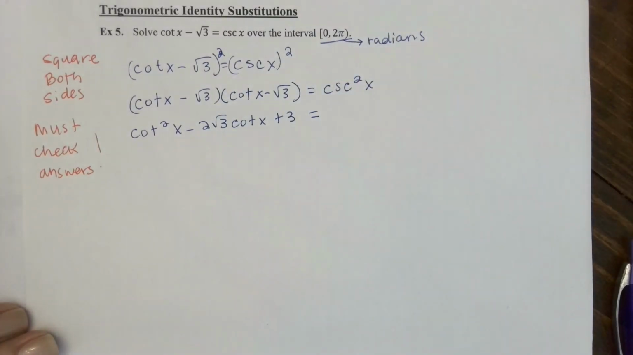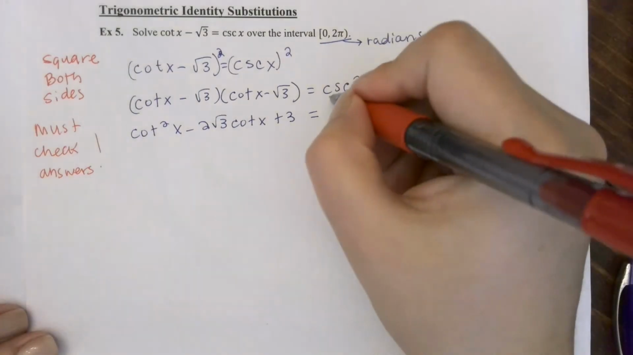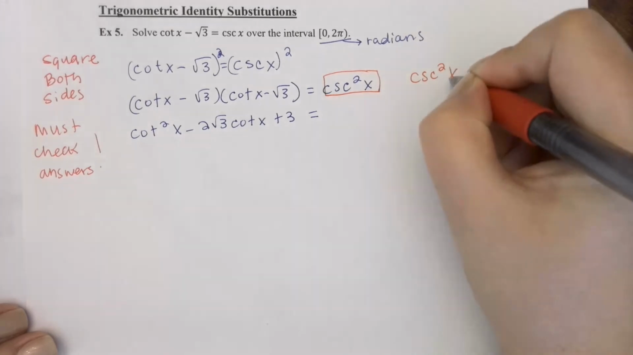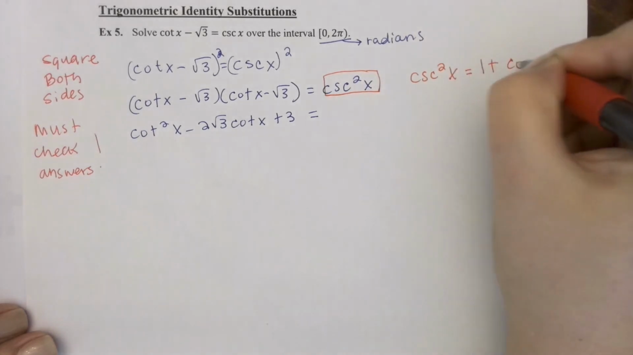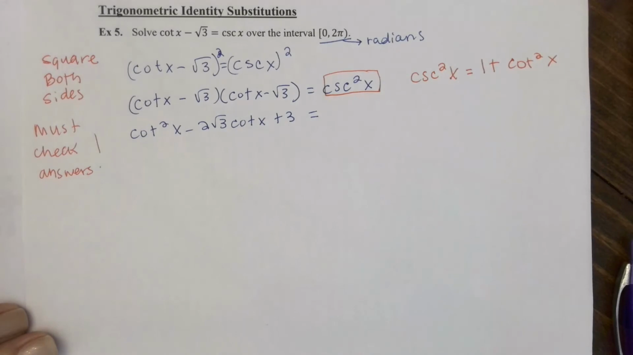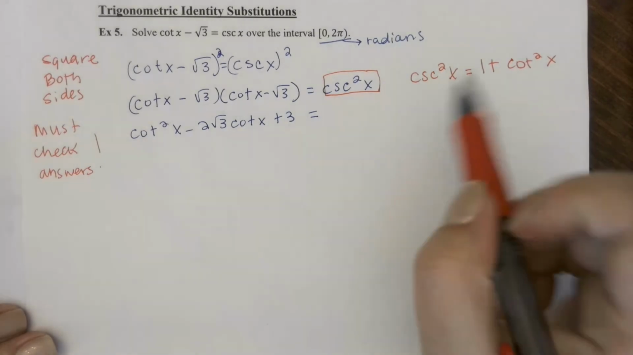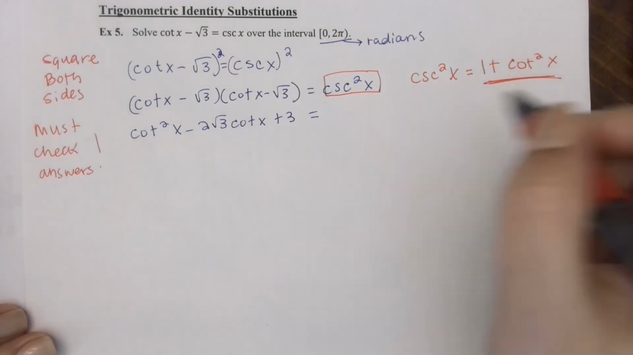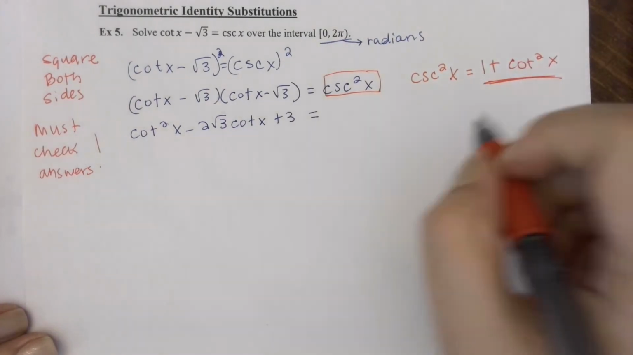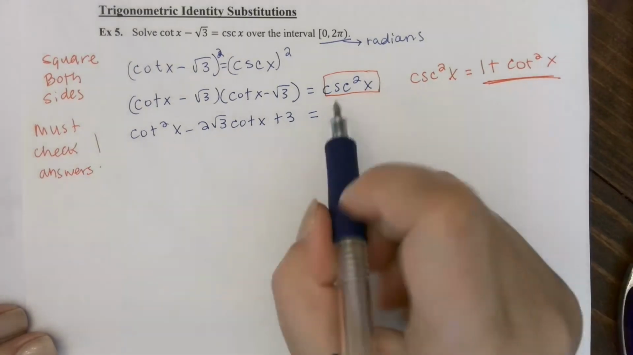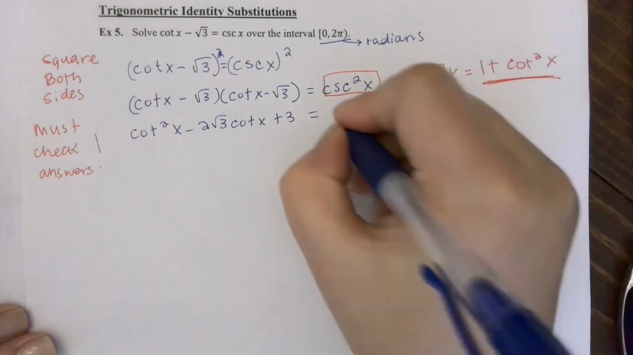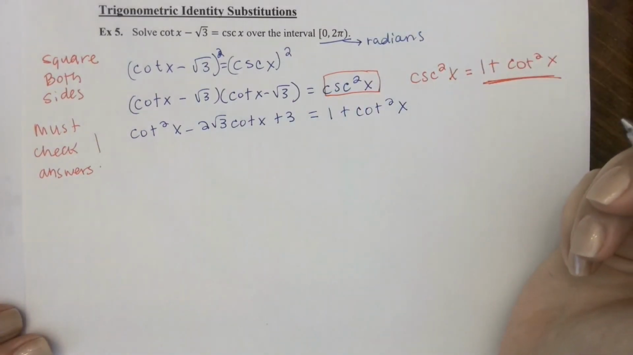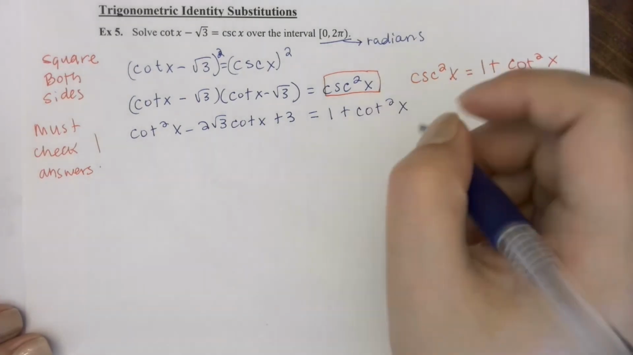Okay, and then the right side, if you'll notice that this is an identity. So cosecant squared x is equal to 1 plus cotangent squared x. Okay, and we're using this identity because we have cotangent on the left side, so we want to do something that relates our cosecant with what we have on the left side. So I'm going to replace cosecant squared x with 1 plus cotangent squared x, and then we're going to keep solving from here.